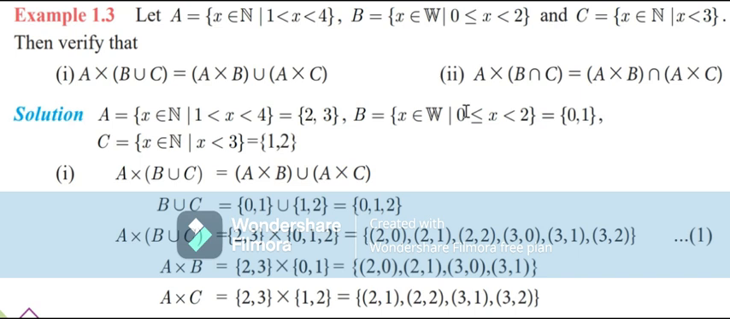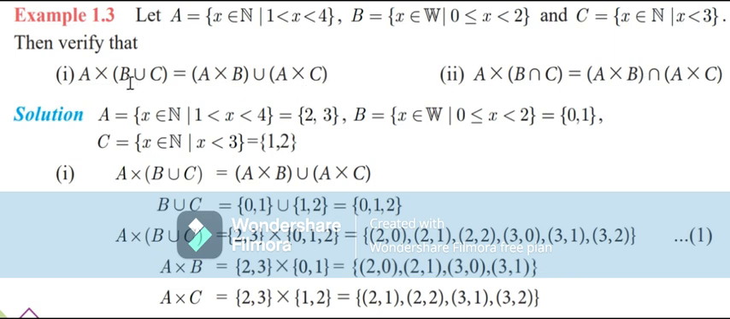Today we are going to see example 1.3. In example 1.3 you can see, let A be equal to X belongs to, now they have given A, B and C elements. So this is A elements, this is B and C elements, and they have asked us to verify that A cross B union C is equal to A cross B union A cross C, and A cross B intersection C is equal to A cross B intersection A cross C, okay.